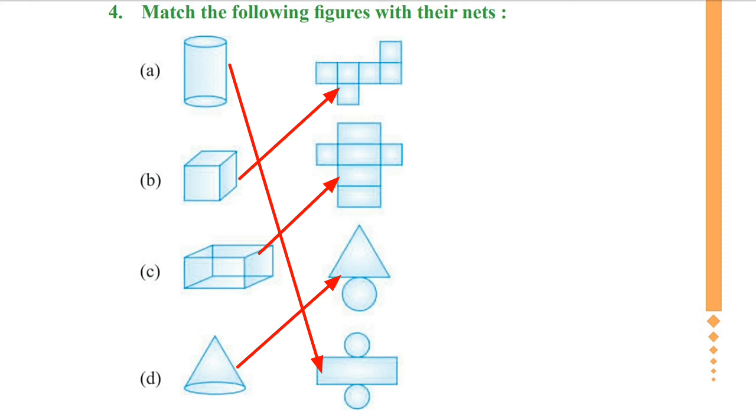B part, similarly we have a cube. A cube is formed of 6 squares, so here it will match. In C part we have a cuboid, so a cuboid requires 4 rectangles and 2 squares, so you can see the answer. In D part we have a cone which is formed of a triangle and a circle, so here it is matched.